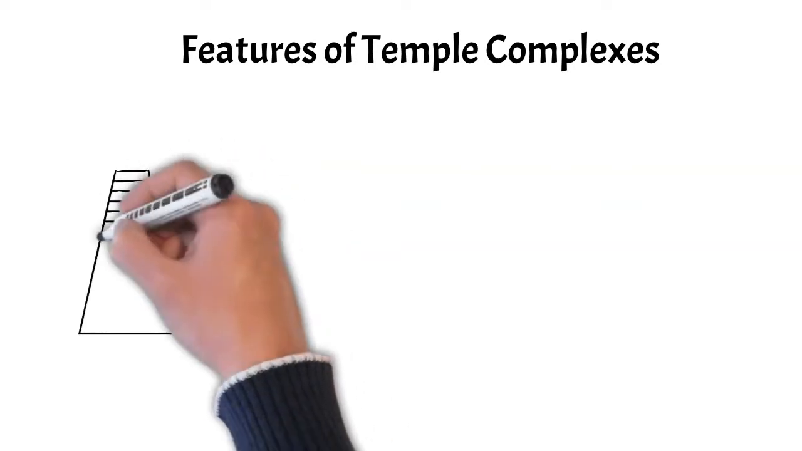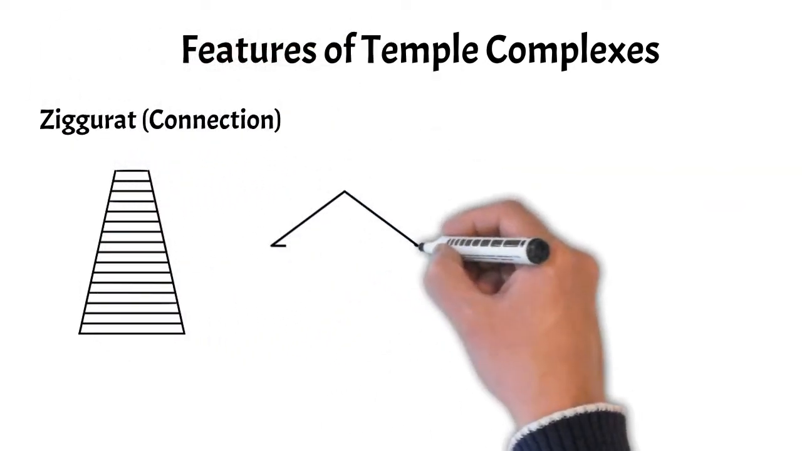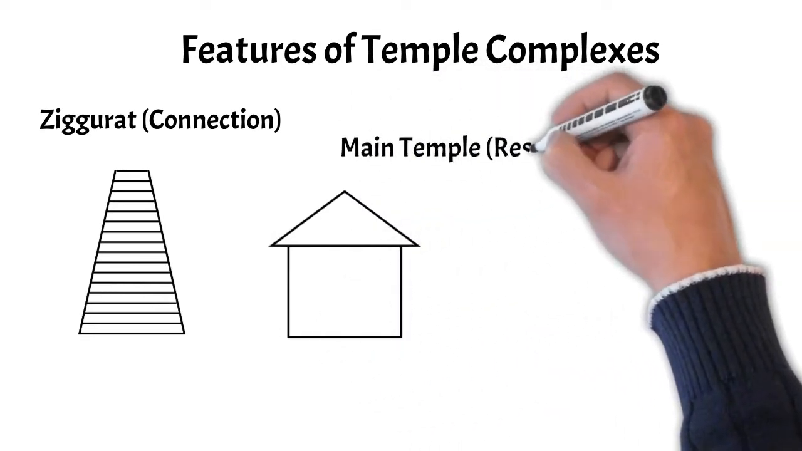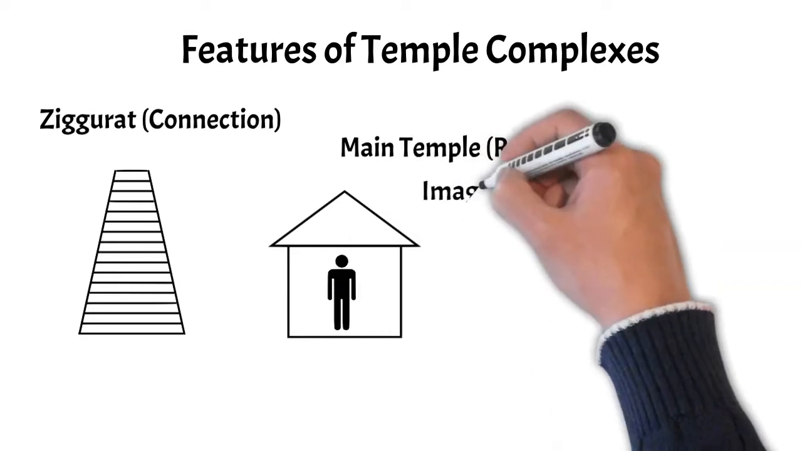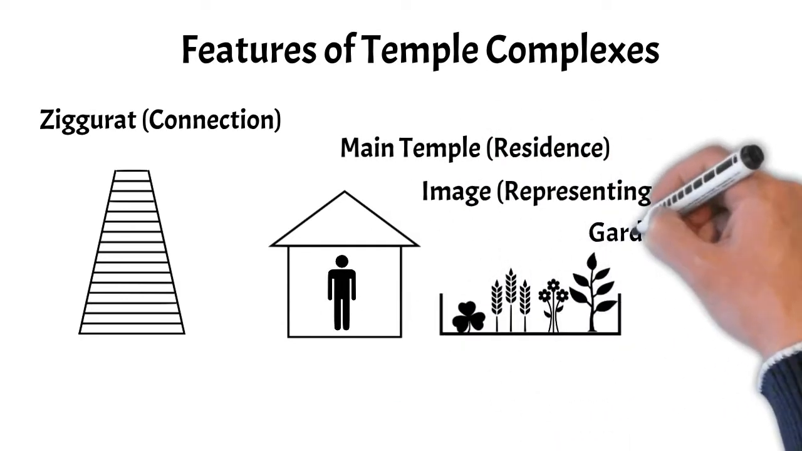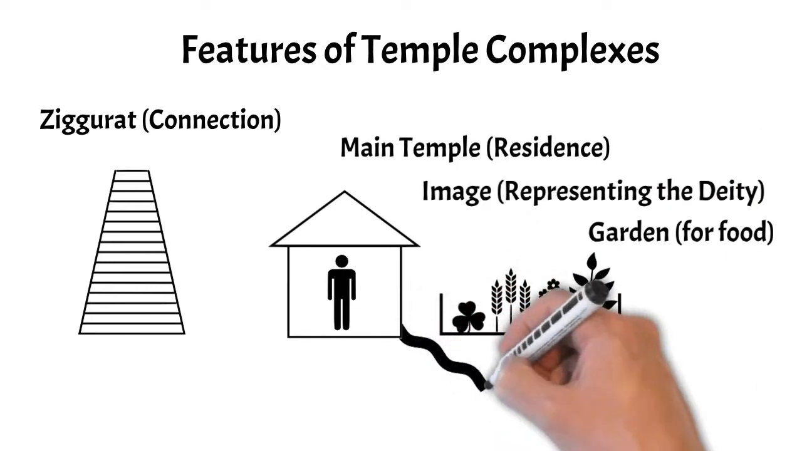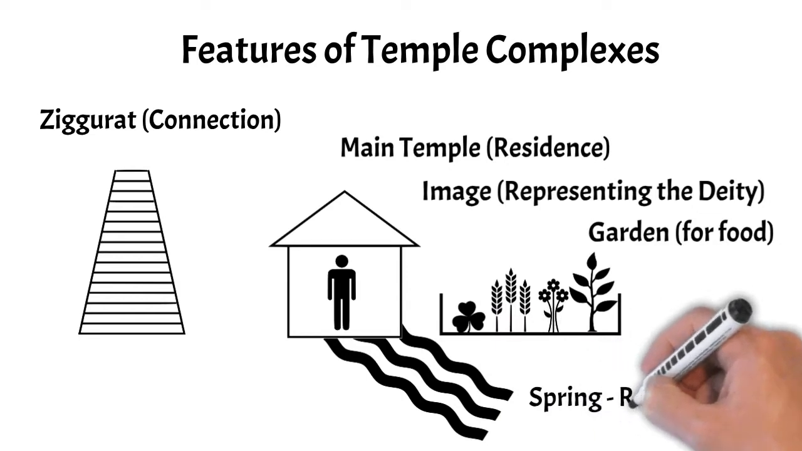In the ancient Near East, temple complexes could have some or all of the following 5 features: a ziggurat, which was a stairway for the deity to travel between heaven and earth; a main temple building, which was a residence or resting place for the deity; an image or idol that represented the deity; a garden which grew food for the deity and was sometimes fed to the image; and a spring over which the temple was sometimes built so a life-giving river flowed from the temple.